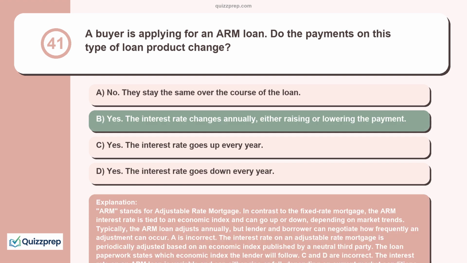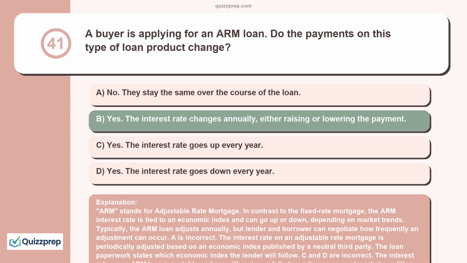ARM stands for Adjustable Rate Mortgage. In contrast to the fixed-rate mortgage, the ARM interest rate is tied to an economic index and can go up or down, depending on market trends. Typically, the ARM loan adjusts annually, but lender and borrower can negotiate how frequently an adjustment can occur.